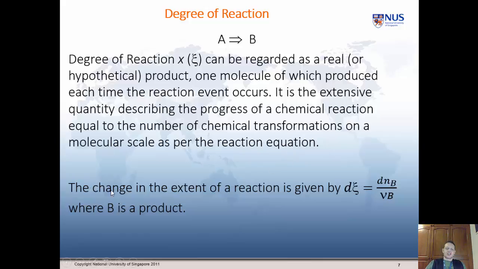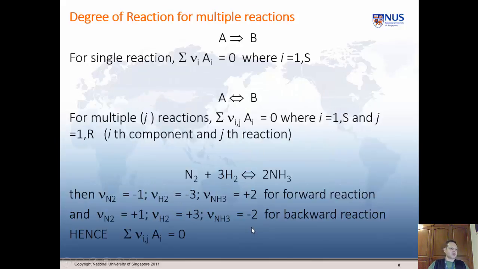So the change in the extent of reaction, change in x, is given by dn_B over the coefficient of B, if you're dealing with B as the product. And n here is the number of moles of B, and again, nu is the stoichiometric coefficient. Okay, this is basically just definition stuff, so I'm moving through it fairly quickly.